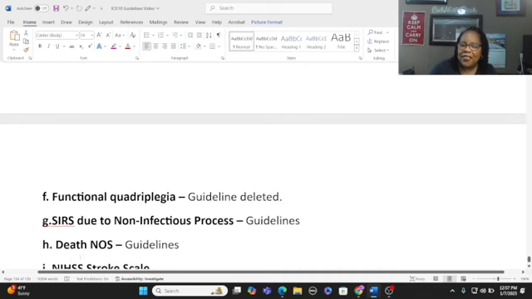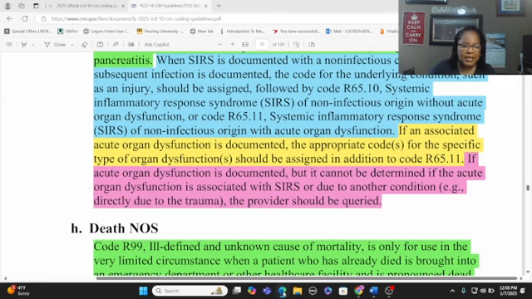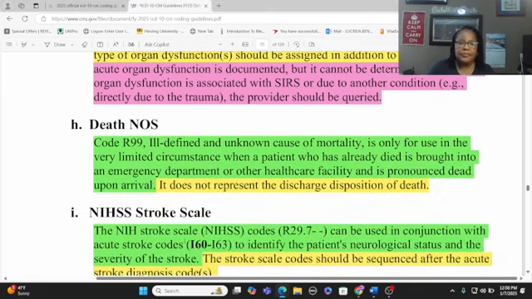Now let's look at death not otherwise specified. Code R99, ill-defined and unknown cause of mortality, is only for use in the very limited circumstances when a patient who has already died is brought into an emergency department or other healthcare facility and is pronounced dead upon arrival. It does not represent the discharge disposition of death.